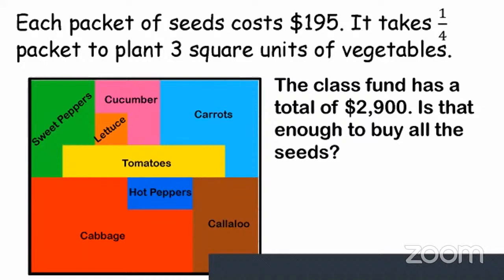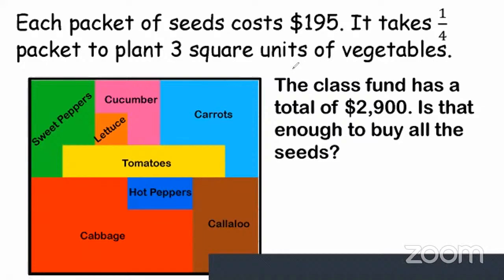A lot of persons are saying yes, they agree, and I'm seeing a lot of persons showing the calculations. Let me look at this in a different way. Remember, in one packet we don't have multiple kinds of seeds. We have only one kind of seed in each packet. It's quite important that you listen now. For sweet peppers, how many packets do we need? We need one packet for sweet pepper.